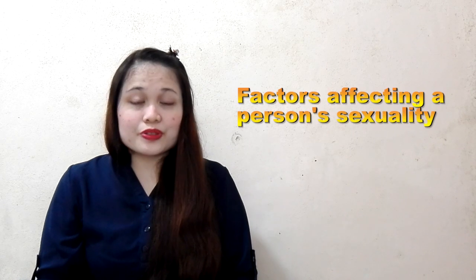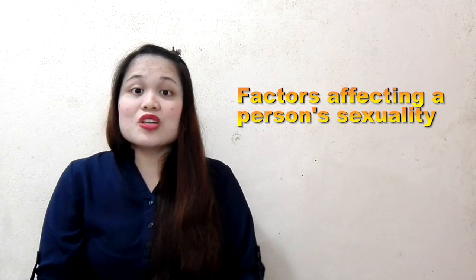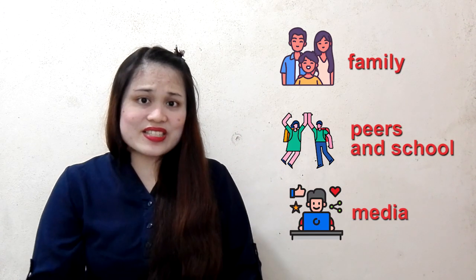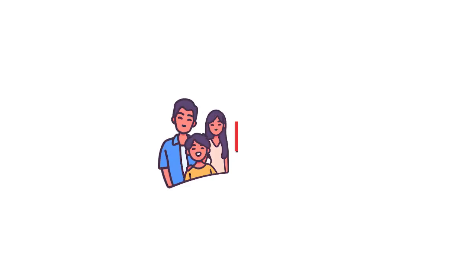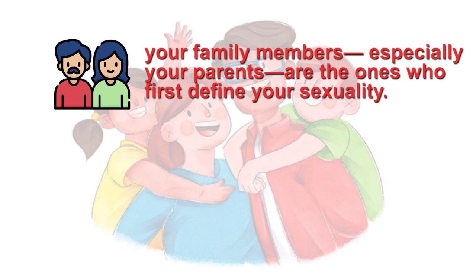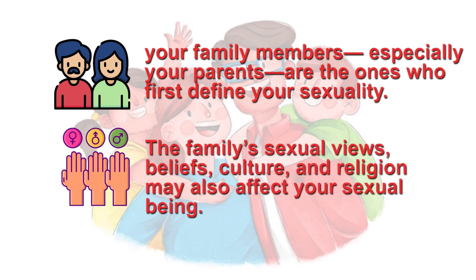There are many factors affecting a person's sexuality based on various studies. Today, we will discuss three of these factors: family, peers in school, and media. Let us discuss each. The first is family. Your family members, especially your parents, are the ones who first define your sexuality. The family's sexual views, beliefs, culture, and religion may also affect your sexual being.